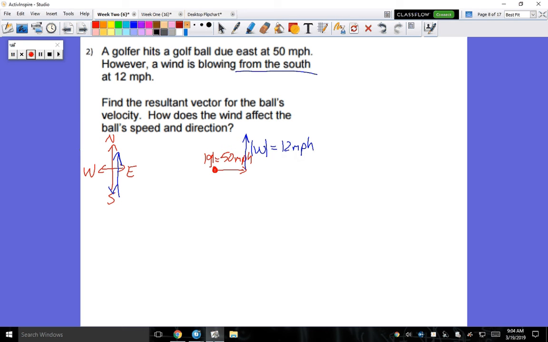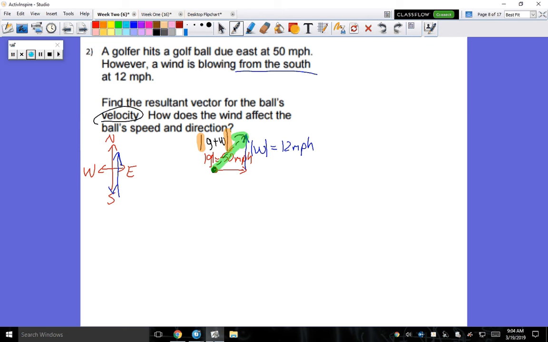We want to see if the ball's hit here, tail to tip says this is going to be the resultant. This is going to be the pathway of that ball. And it's going to be that G plus W. Okay? And we're trying to find the resultant vector for the ball's velocity. So we're trying to find the magnitude, right here, the magnitude of this velocity, of this resultant, okay? So how does the wind affect the ball's speed and direction?